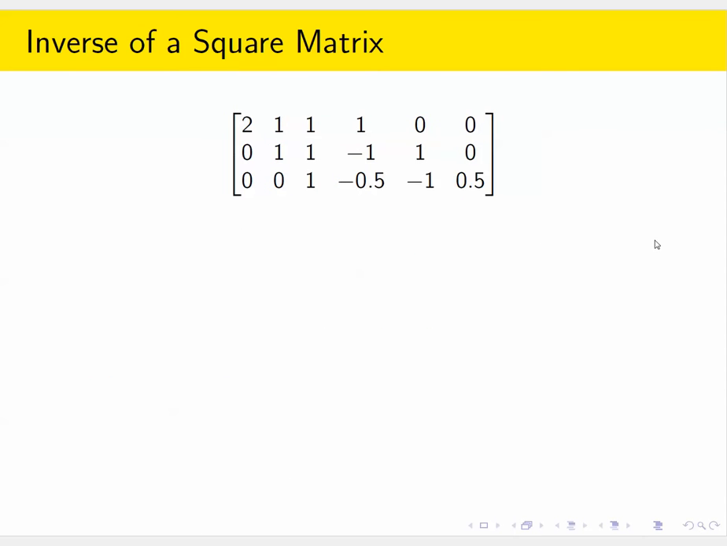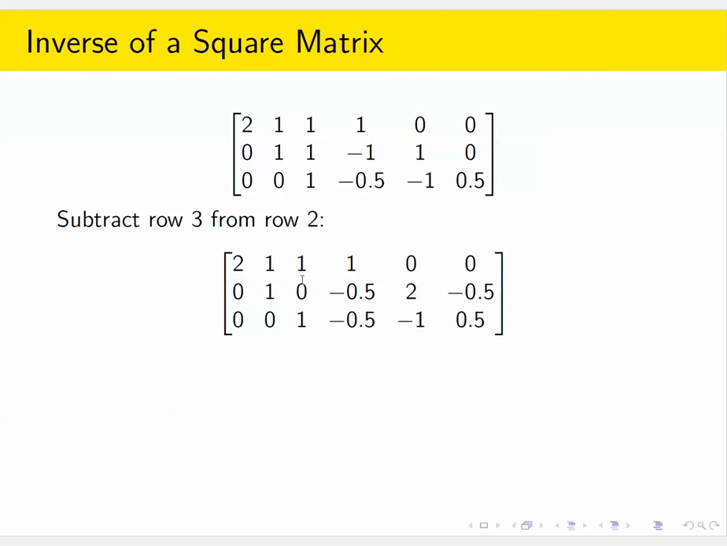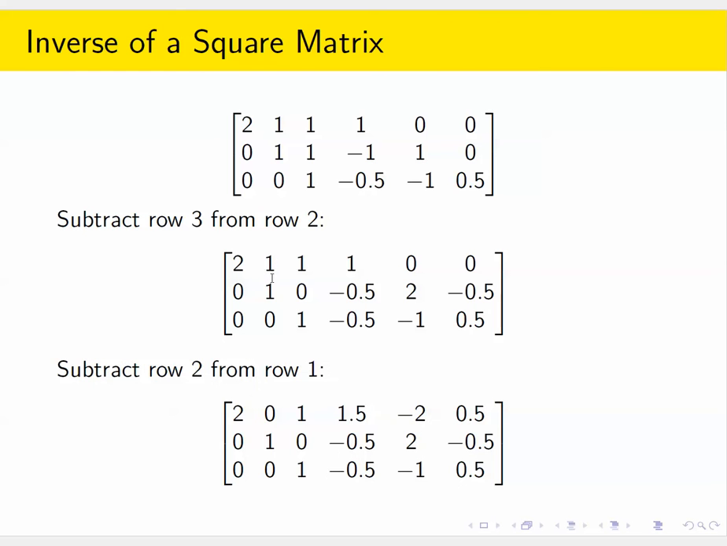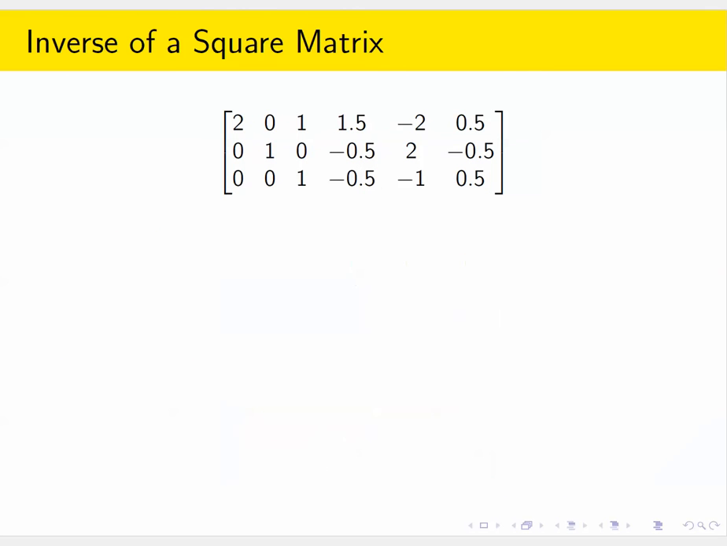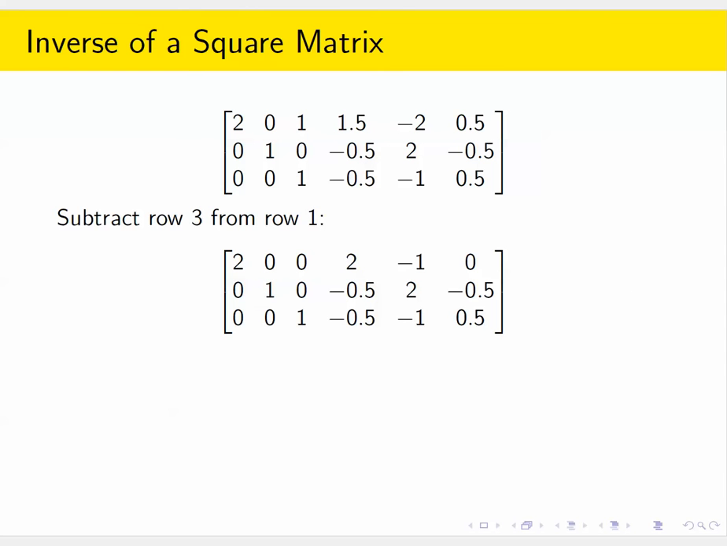From that point, I want to make a 0 above the 1 we just made. So I can subtract row 3 from row 2 to achieve that. I also want to make zeros above the 1 in the second row, so I can subtract row 2 from row 1 to achieve that. And from that point, to make this 1 in the first row third column into a 0, I can subtract row 3 from row 1.